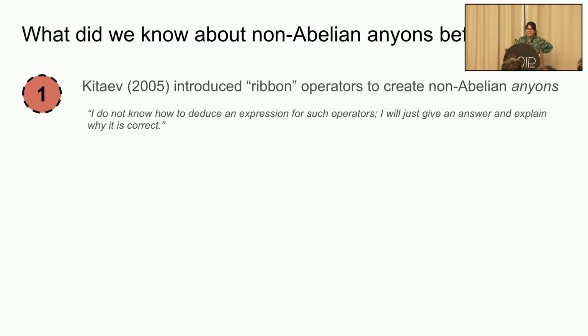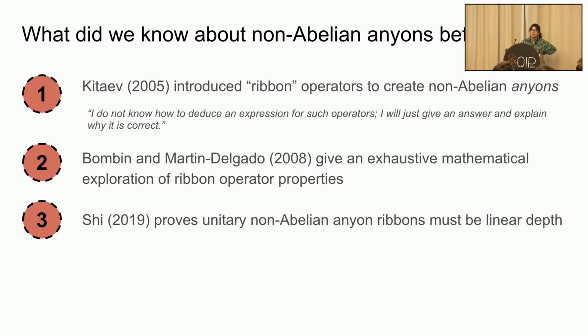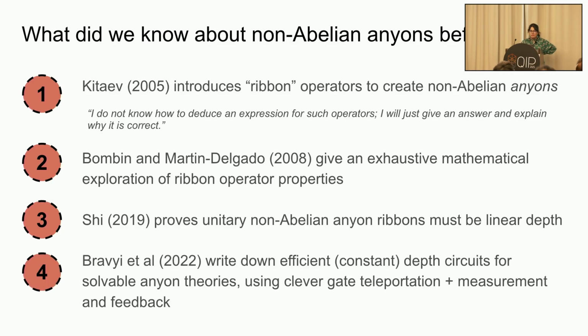I think there's space to understand them better because up till now, we can show that some things create the anyons we want, but understanding why they do this is a separate matter. Then there was some work later by Bowen that exhaustively goes through the mathematical properties of these ribbon operators. And then this bound was proven that I told you about, linear depth. And then more recently, there has been work showing that you can get around this linear bound if you're willing to do some measurements and feedback. So using some non-local classical communication, you can get around this information bound.